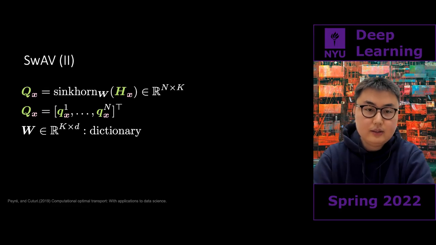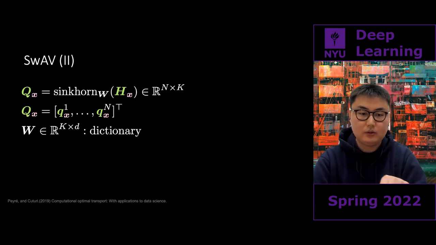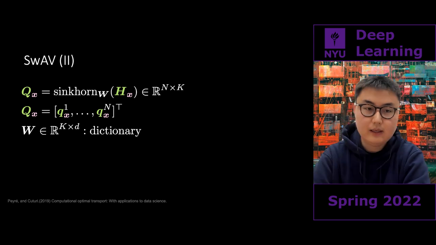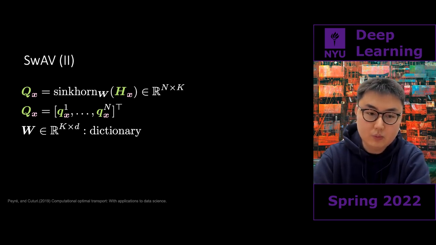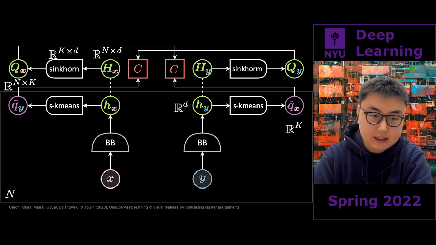After you generate that, you get this QX, which is an assignment. For each input, let's say X1, you get this K-dimensional vector that basically tells you which centroid it is close to. Let's treat it as one hot, so all those are one hot. They tell you which centroid the Sinkhorn assigned. So that's the top branch.